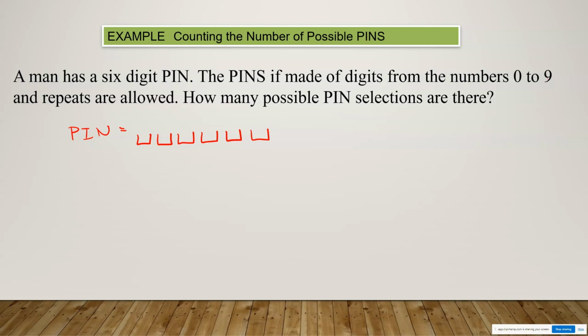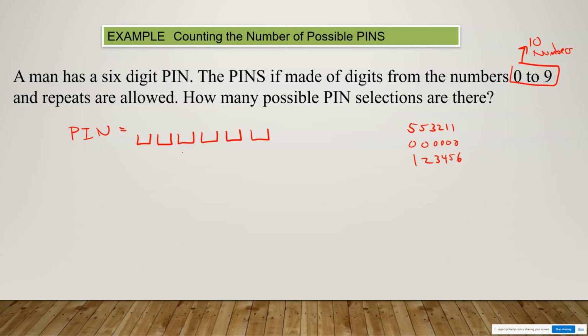Okay? It's telling you it's made from the digits 0 through 9. So 0 through 9 means there's 10 numbers there, including 0, right? 0, 1, 2, 3, 4, 5, 6, 7, 8, 9 would count to 10. And repeats are allowed. So what this means is a PIN number could be something like this: 5, 5, 3, 2, 1, 1. Or it could literally be 0, 0, 0, 0, 0, 0. Okay, and everything in between. It could even be 1, 2, 3, 4, 5, 6. Okay. So how many possible PIN selections are there?